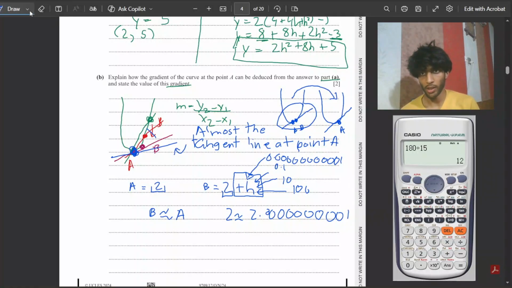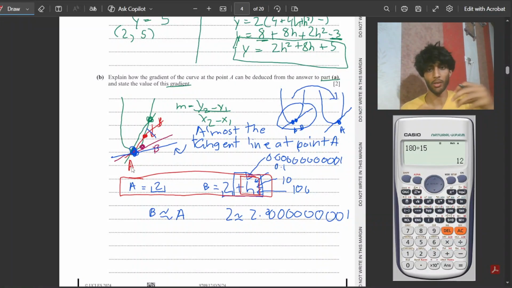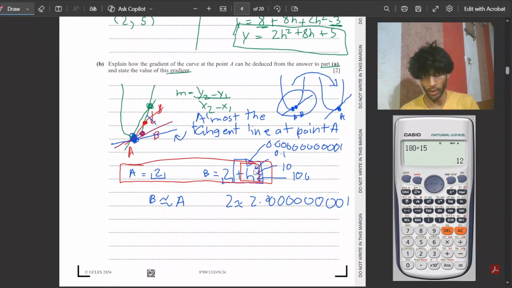Therefore, the idea is reducing this h value. If you reduce this h value, this B point is basically going to jump on point A, and the chord of AB is going to become the tangent of A. Now, they say state the value of this gradient. So we know what we're doing. We're reducing that h value all the way to 0. But this is the x coordinate. We're doing something to the x coordinate. So the x coordinate goes from being 2 plus h to almost 2, right? But they're not interested in the x coordinate. They're interested in the gradient. So how do we find the gradient?